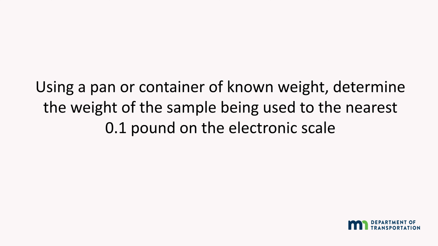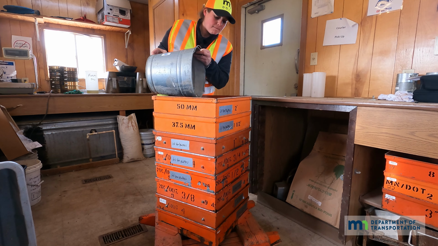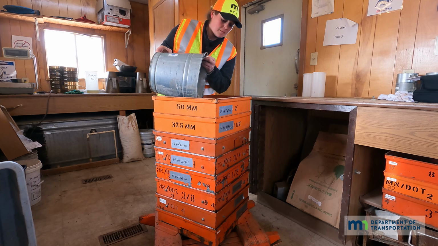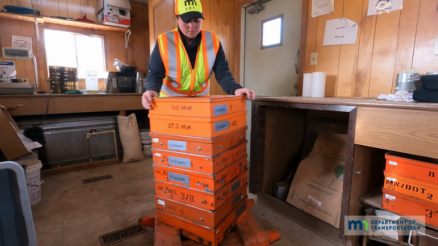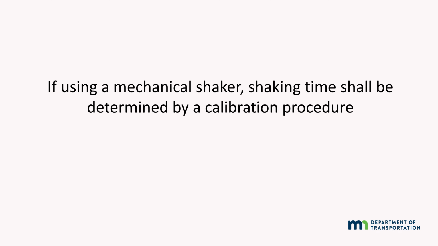Using a pan or container of known weight, determine the weight of the sample being used to the nearest 0.1 pound on the electronic scale. Record the measured weight in the total WT of sample box on the GNB-101 form. Pour the sample onto the sieves and shake until less than 0.5% by weight passes any sieve during 1 minute. If using a mechanical shaker, shaking time shall be determined by a calibration procedure.